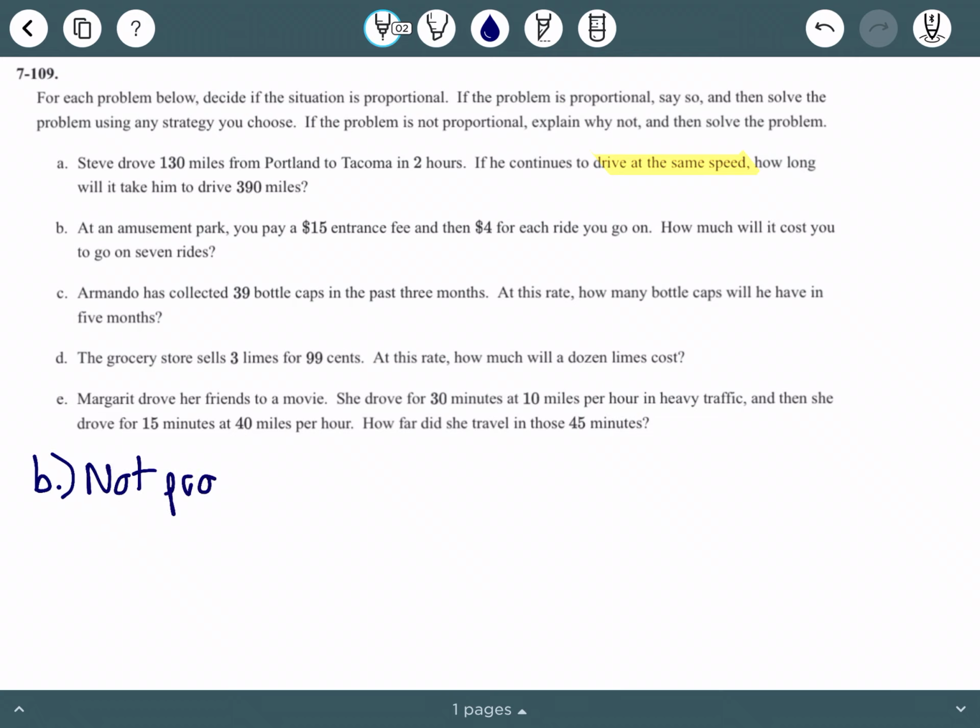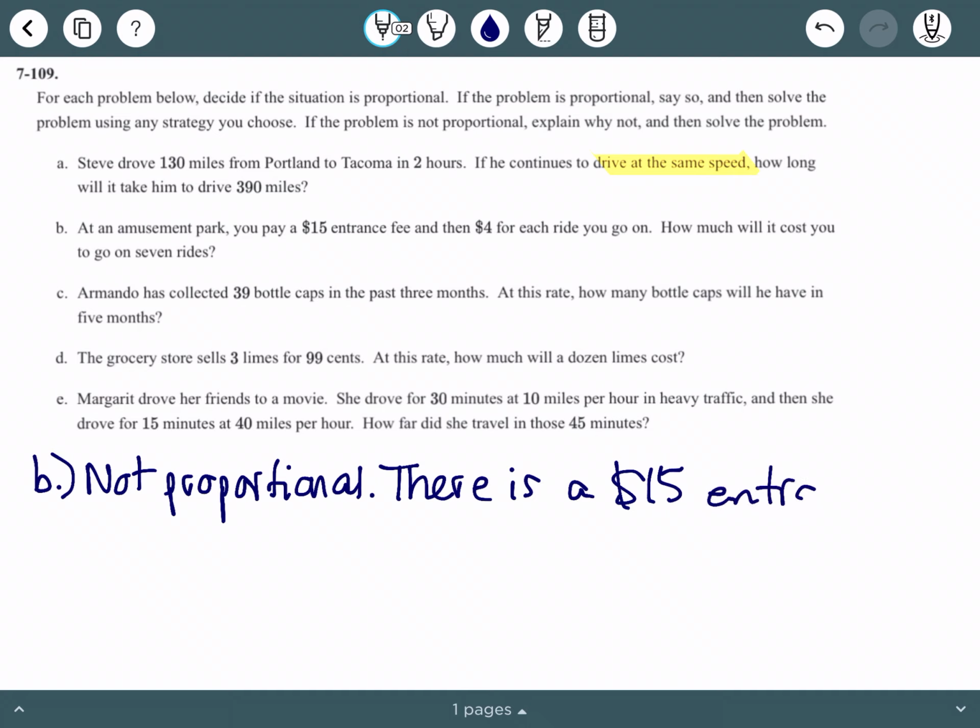And the reason is because of that entrance fee. It's because there is a $15 entrance fee. Now, if we didn't have that entrance fee, it would be proportional, but in this case, it's not proportional. So how much will it cost you to go on 7 rides?